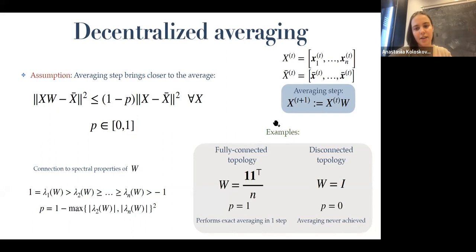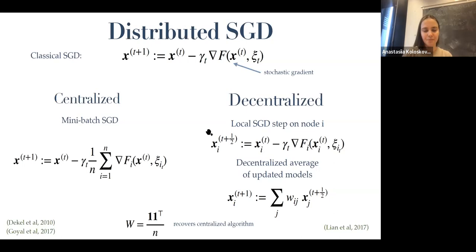Okay, so some intuition. If you have a fully connected topology, you recover centralized averaging. You perform exact averaging in one step, and p is equal to one, so your distance decreases to zero immediately. And if you have a disconnected topology, you don't perform any averaging. So your p is equal to zero, and your distance does not change. So this is the assumption.